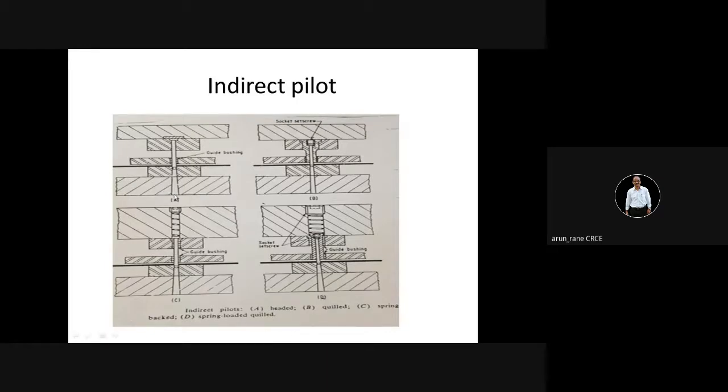So indirect pilots में again, but if you go through this, you will understand. I mean, no rocket science. This is headed. Then you have a quilled, that is B. In this diagram, this one is quilled. Then you have spring back. Because explain the different types of pilots, direct pilots or indirect pilots, this kind of questions are always asked. And then this is spring loaded quilled.